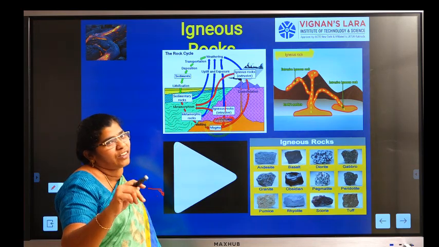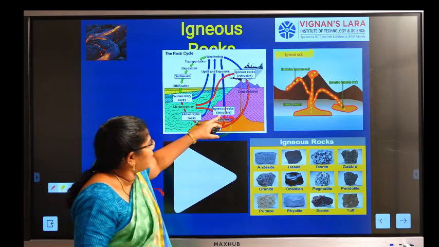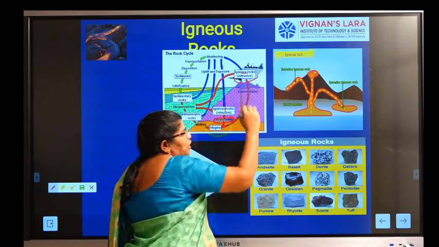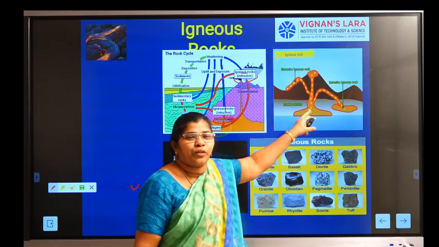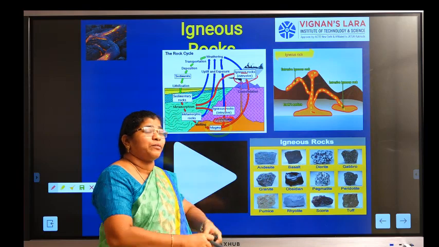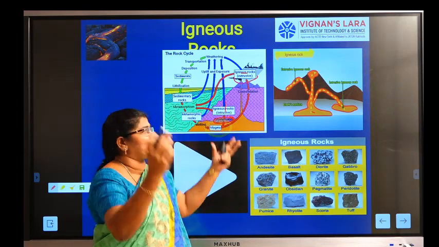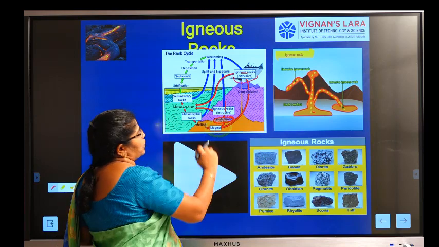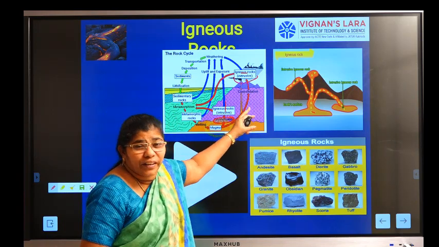So igneous rocks are of two types. One is intrusive rock and another is extrusive rock. Extrusive rock is mainly due to the volcanic action, right? Due to the pressure, it moves out and it comes out blasting out, right? So that is the extrusive rocks. So this is the intrusive rocks. These are the two types of igneous rocks.